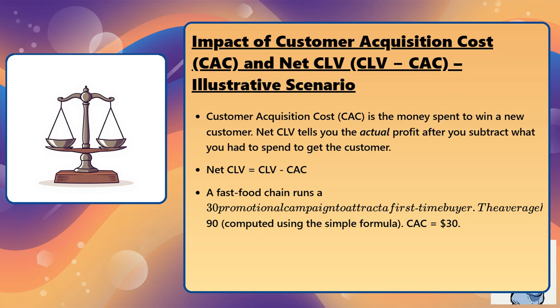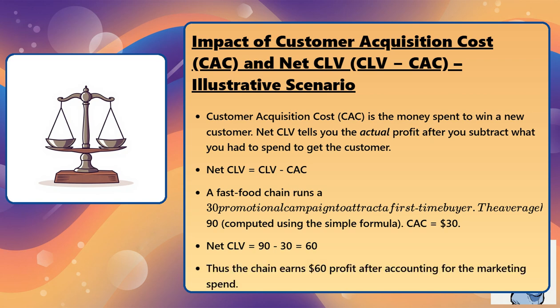A fast food chain runs a $30 promotional campaign to attract a first-time buyer. The average historical CLV profit of a new customer is $90, computed using the simple formula. CAC equals $30. Net CLV equals 90 minus 30 equals 60. Thus, the chain earns $60 profit after accounting for the marketing spend.